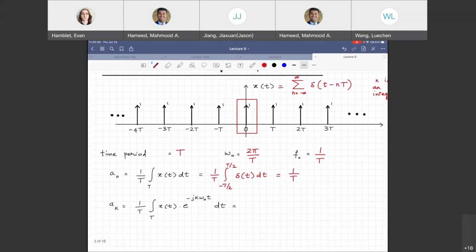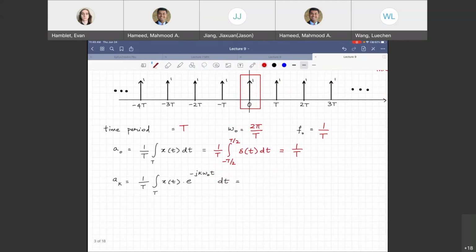1 over T. What is a sub k? We have the formula. Let us just evaluate it. 1 over T remains as is. The integration will be from negative T over 2 to T over 2. X of t is delta of t. You have e to the minus j k omega naught t as is and dt as is.